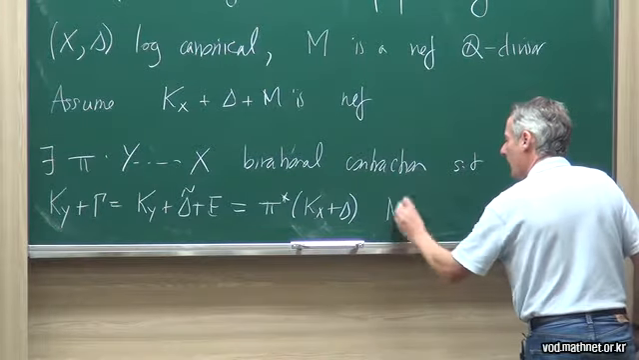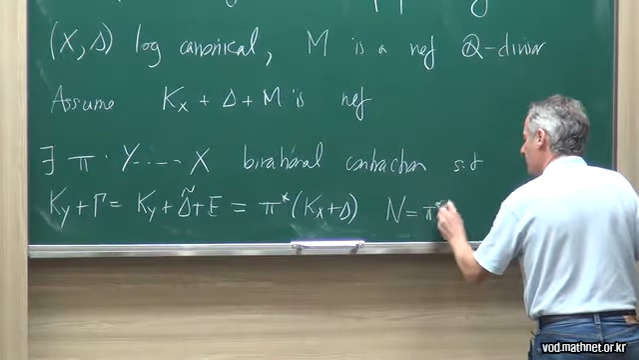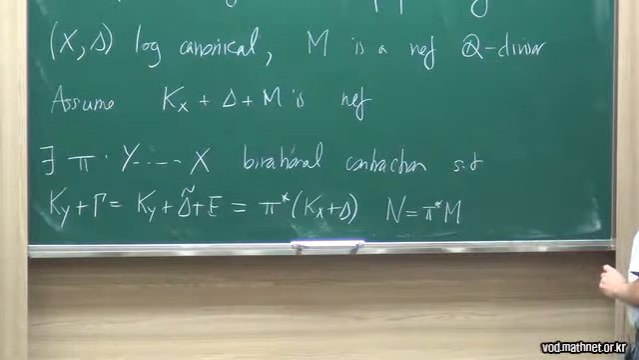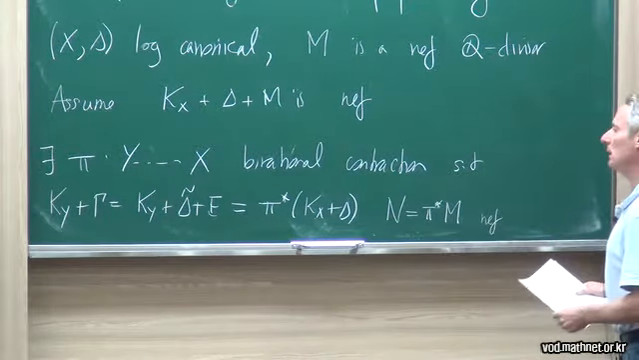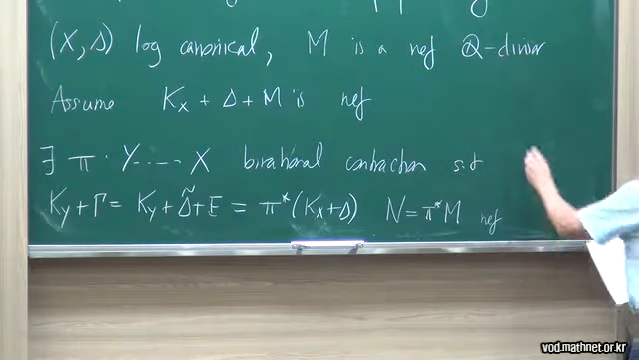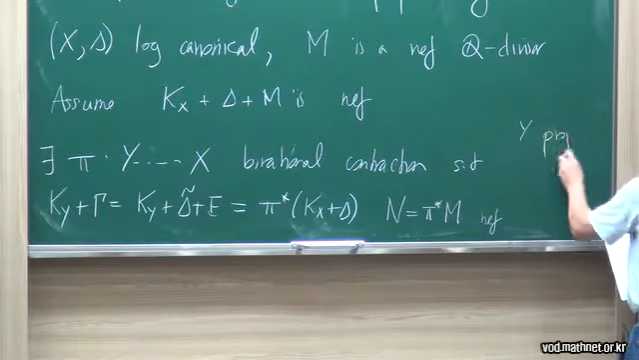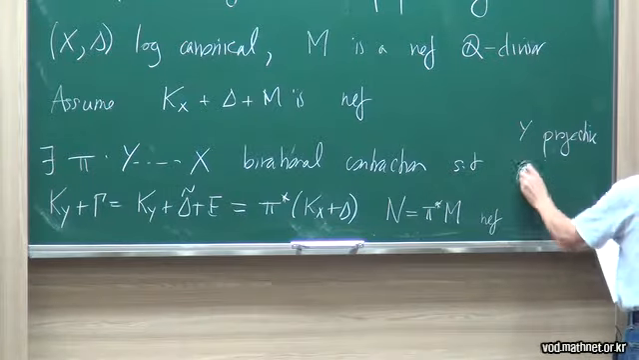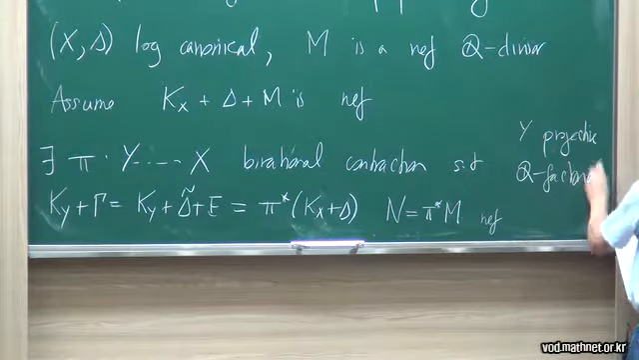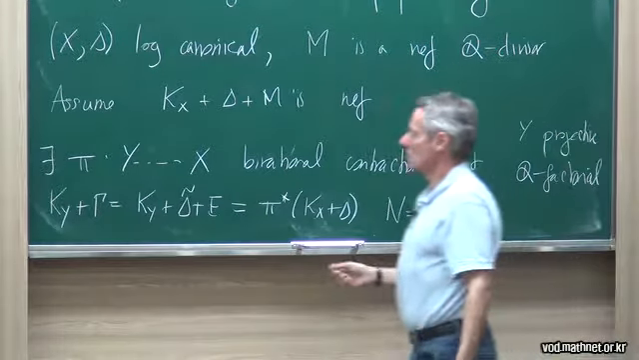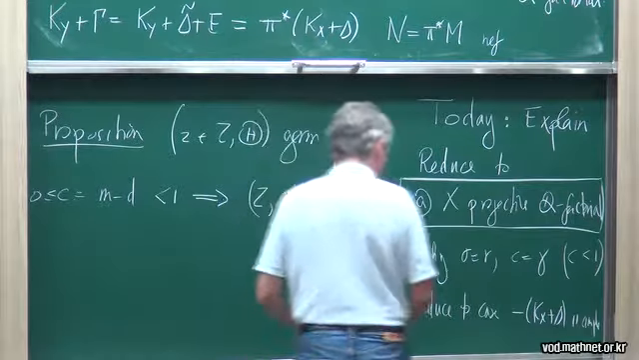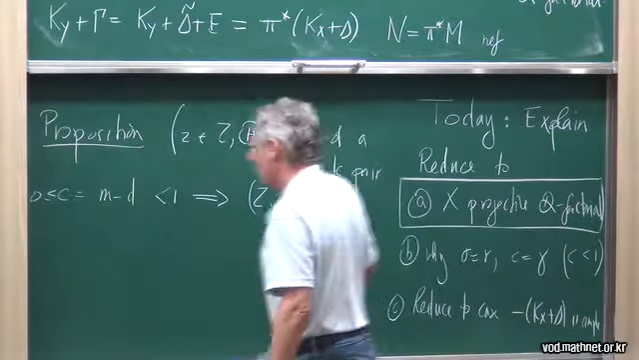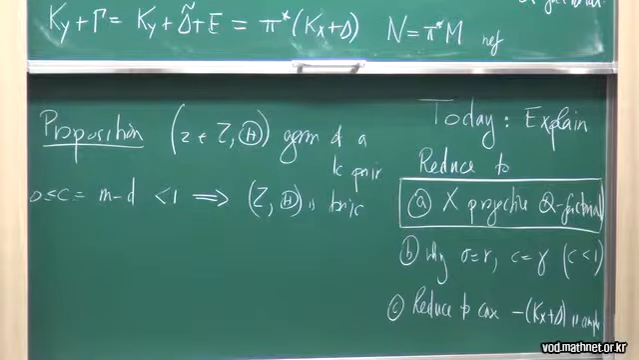The other thing I want is that N is pi upper star M. The thing is that this will be nef. That's the key thing. That's non-trivial. And then I want Y to be projective and Q-factorial. So I'll explain how to prove that. That's kind of interesting.